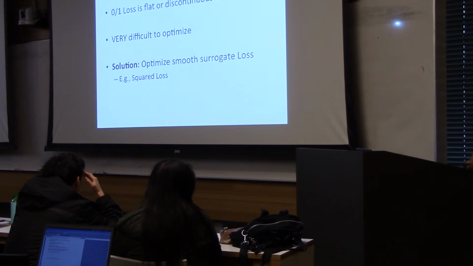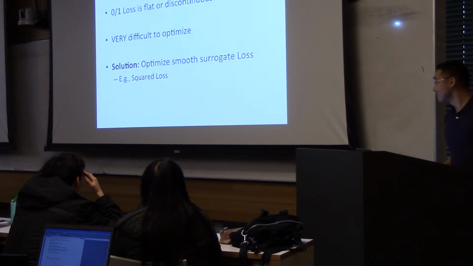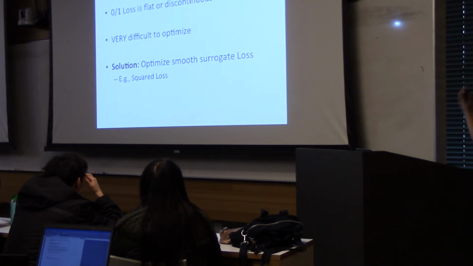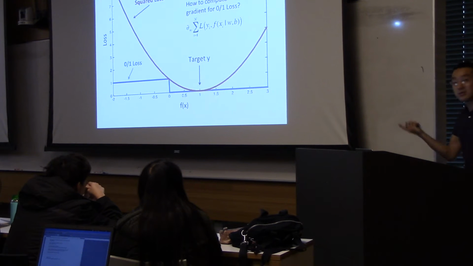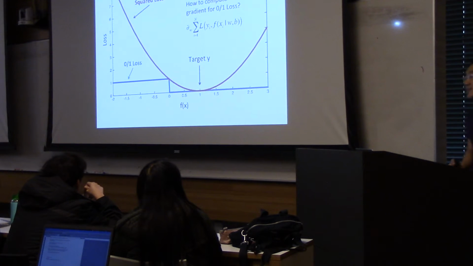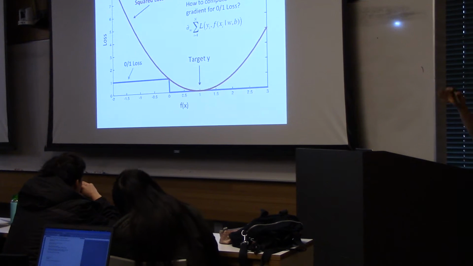Zero-one loss is known as intractable in optimization terms. So the solution, as Galton pointed out, is to instead optimize a smooth surrogate loss that has some qualitative or quantifiable notion of being related to zero loss. So one example is squared loss. It's not necessarily the best example, but it's the simplest one that you've already learned.